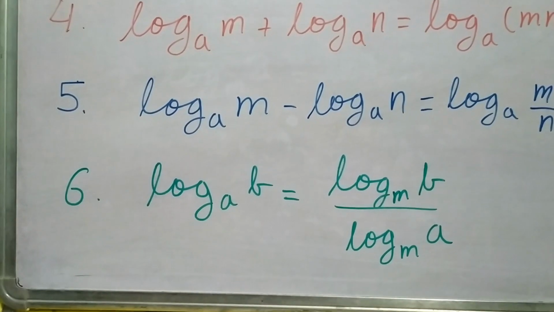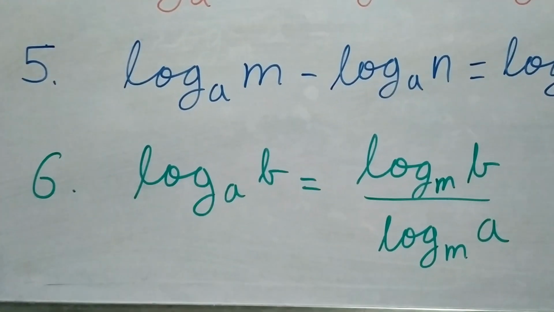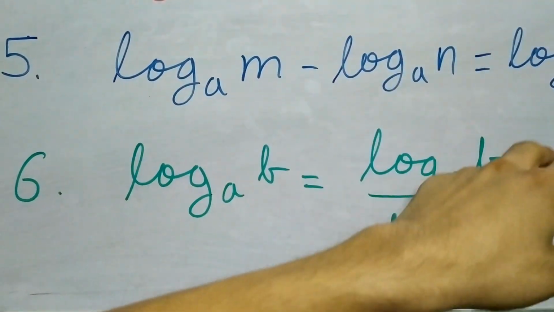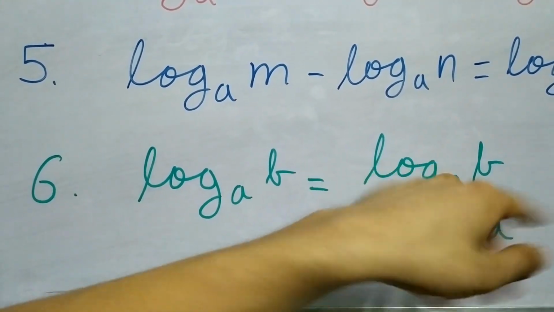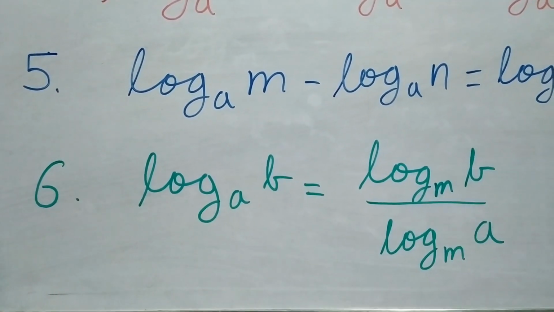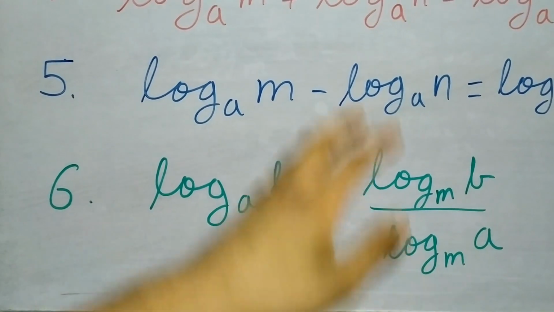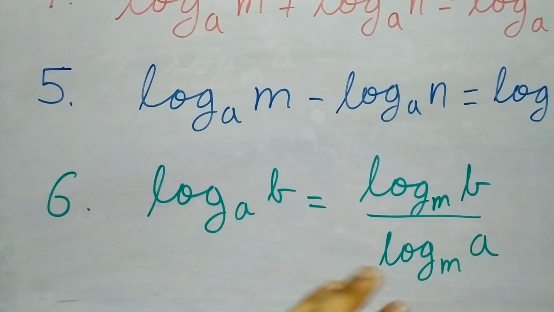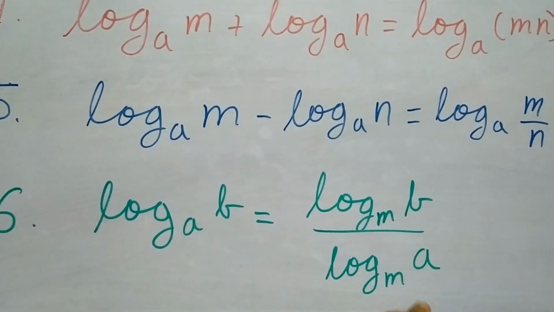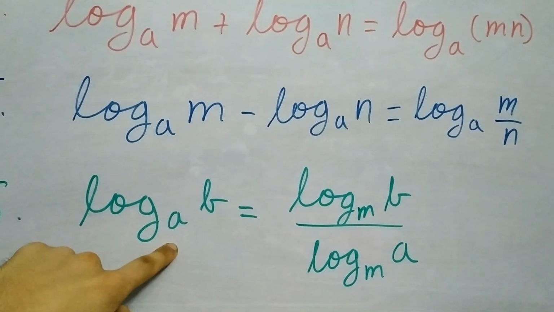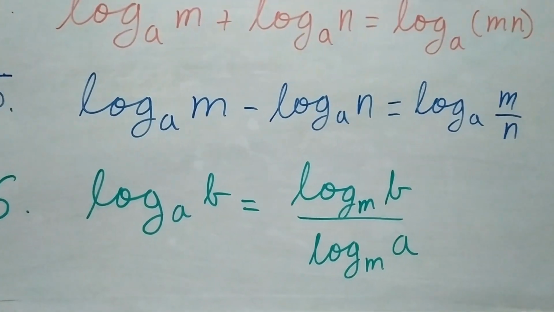Now change of base. Log base a of b is log base m of b, any base you like, divided by log base m of a, the same base. The condition is that the base should be the same. This can be anything, and then you divide. So b is on top, in the numerator, and a is at the bottom, in the denominator.